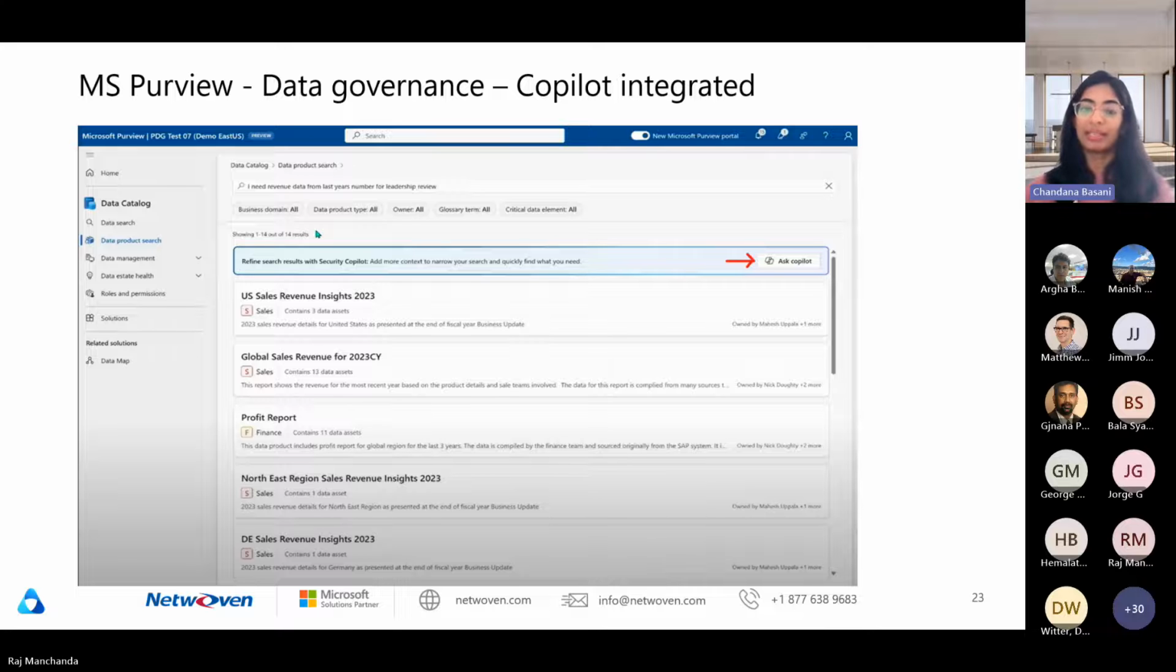And there's also Copilot integrated in it, where you can narrow down and add more context, just like we do with ChatGPT and all the Copilots that we are using in Teams, emails and Word. The more context we give, the better the prompt is, the better the results are. So Copilot is integrated as well.